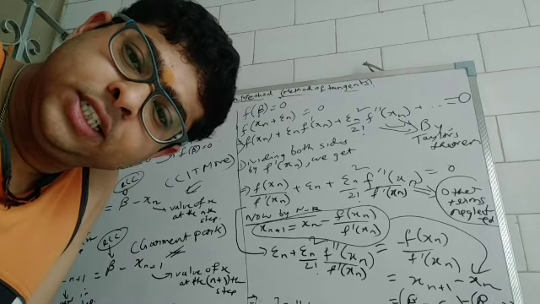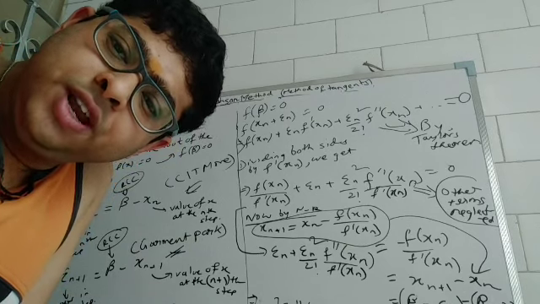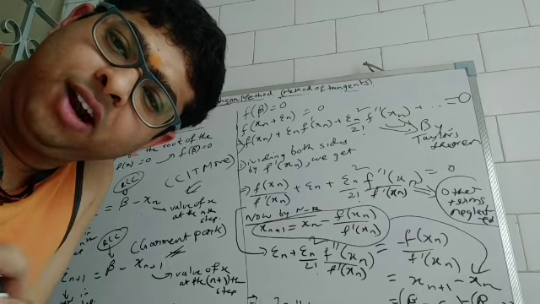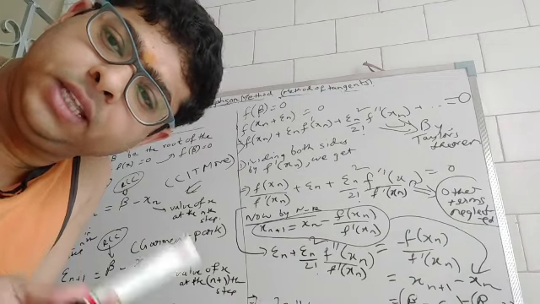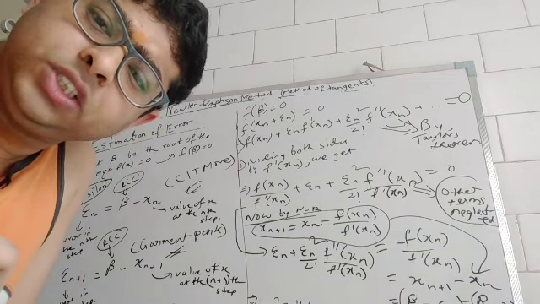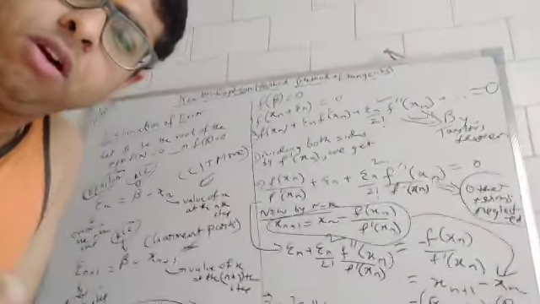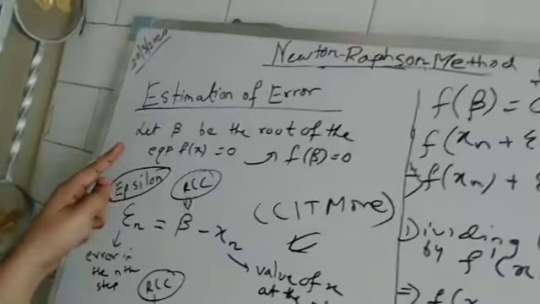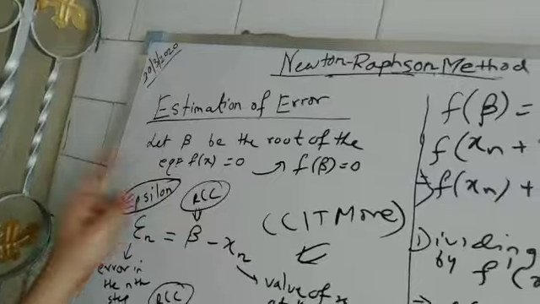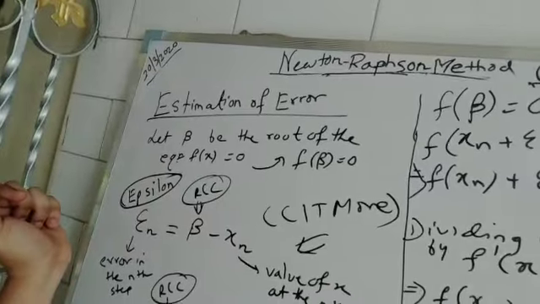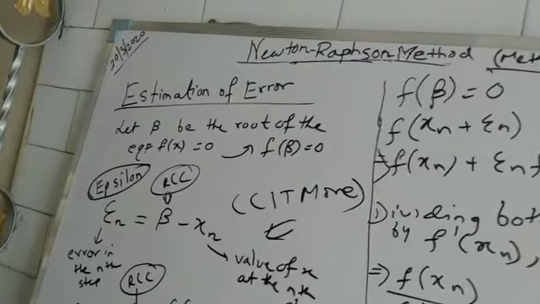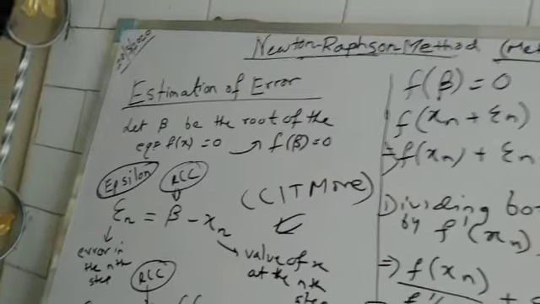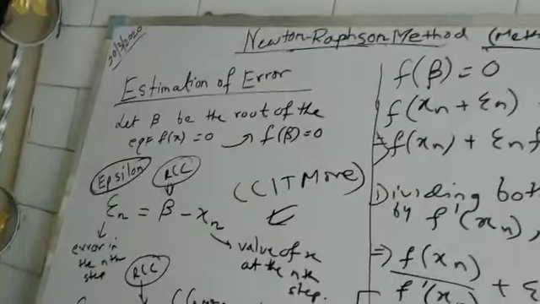Hello students, today we will estimate the error in connection with the Newton-Raphson method. Let beta be the root of my equation f(x) = 0. Fine, so if beta is the root, then f(beta) is 0.